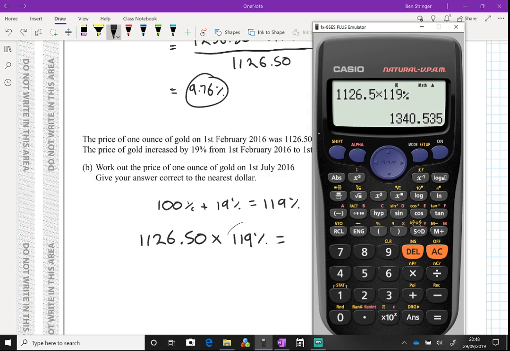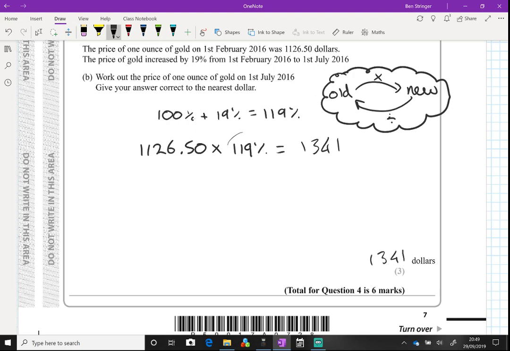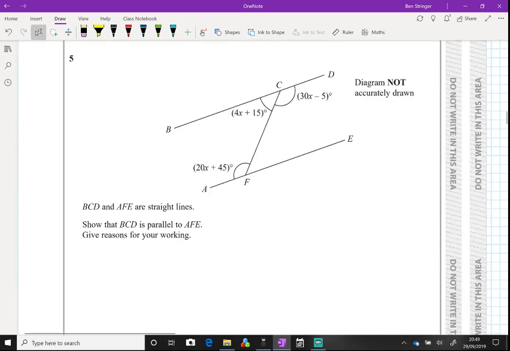It asks for the price of 1 ounce of gold correct to the nearest dollar. So that'll be the nearest dollar. We're talking about the 0 there, the ones column. So that 5 will round that up to a 1. 1341. We don't need to put a dollar symbol, it's got the notation there for us.